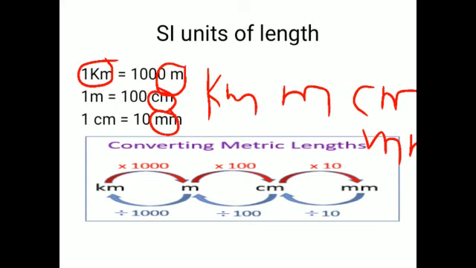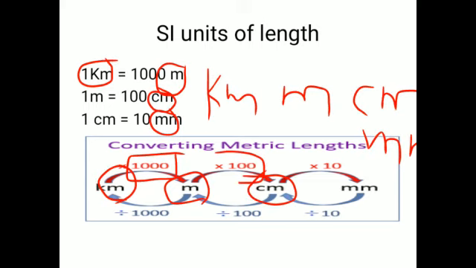Okay, what about the conversion? We know the metric system works in the power of 10. So if the kilometer, a bigger unit, is to be converted into the smaller meter unit, it will be multiplied by 1000. And if meter is further converted into centimeter, a much smaller unit, then it is multiplied by 100. And millimeters are obtained by multiplying tens with the centimeters.